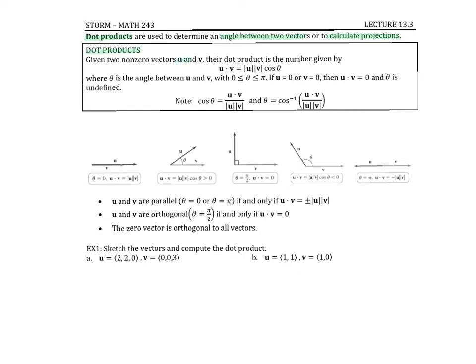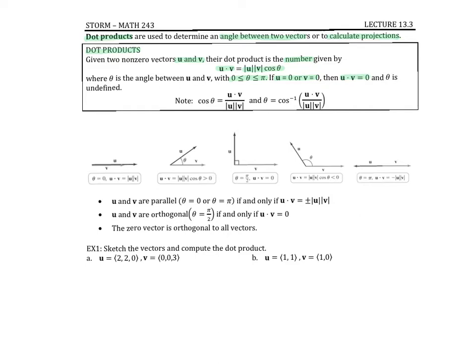If you have two vectors, u and v, their dot product is the number. That means it's a scalar, it's not a vector. We write u dot v, which would be equal to the product of the magnitudes of the two vectors times cosine of theta. Theta is the angle between the two vectors, and here we're only concerned with theta from 0 to pi. If u or v is 0, then the dot product is 0, and theta is undefined.